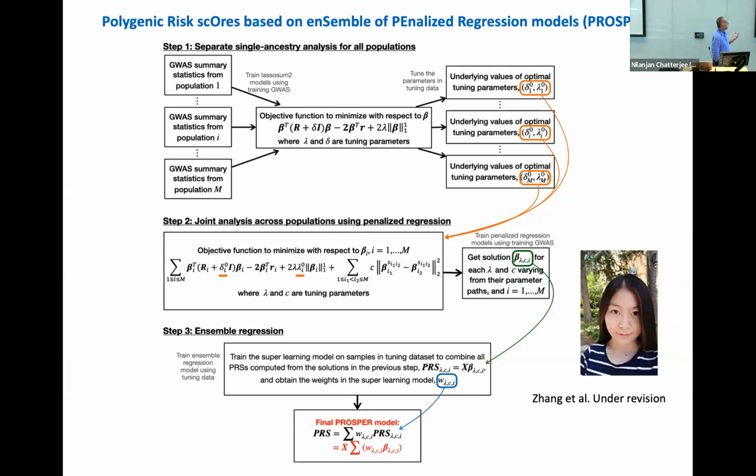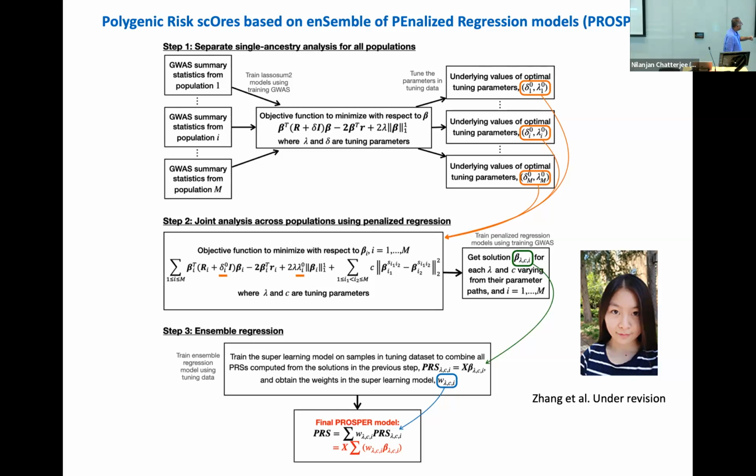The method is called Prosper, which stands for polygenic risk score based on ensemble regression, lasso type of regression. In the middle of the slide, what I'm showing is the loss function for when you're trying to develop a PRS in a multi-ancestry setting by analyzing them jointly. There is a sum from i equal to 1 to m, which corresponds to m ancestries, right?